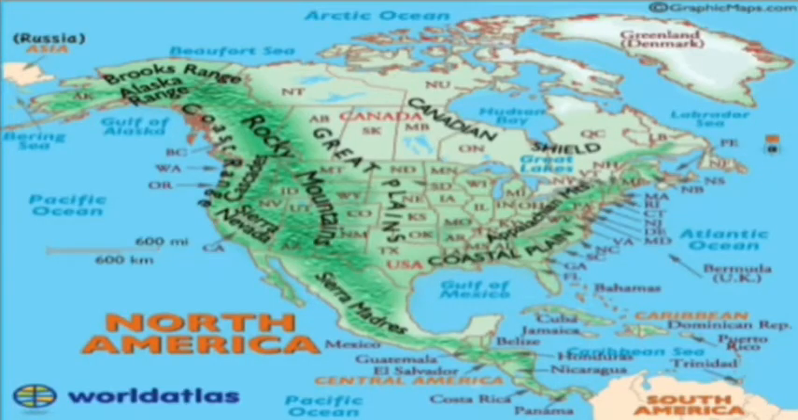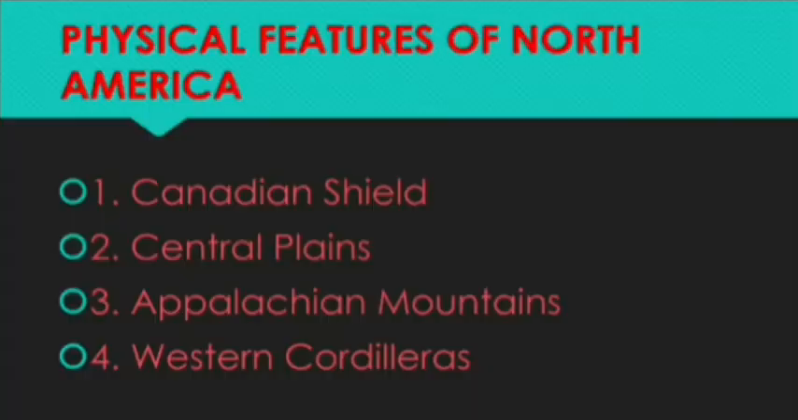This is the physical map of North America. You can see here. We are going to discuss just it. Physical features of North America could be classified into four major groups. First group is Canadian Shield, second one Central Plains, which we also say as Central Lowlands or Prairies Grassland, which is one of the significant temperate grasslands of the world. Third one is Appalachian Mountain or Eastern Highlands. Fourth one is Western Cordilleras.